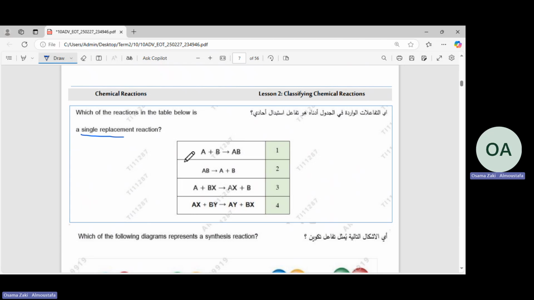Okay, so let's check. They said here single replacement. So single replacement, this is what? This is combination. So this is synthesis reaction. Okay, combination. This breaks down AB into A and B. So this is actually decomposition. Here we have single replacement because A replaces B. Okay, so as you see here, we have AX and B. Here we have compound. So this is double replacement. So this is the single replacement reaction.